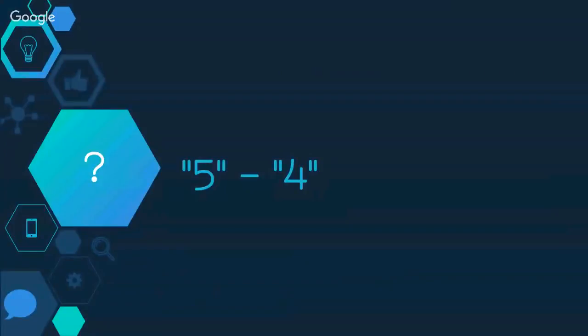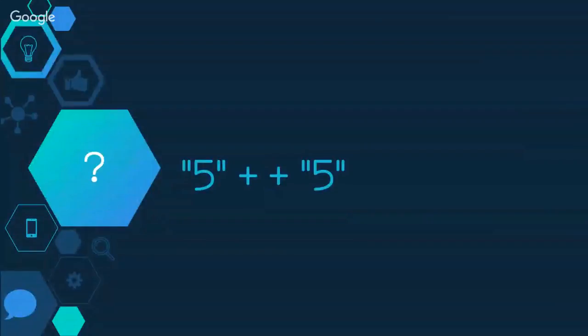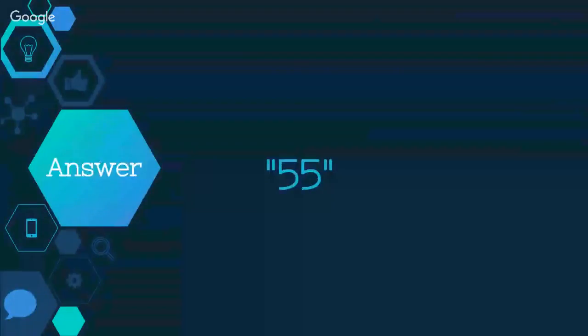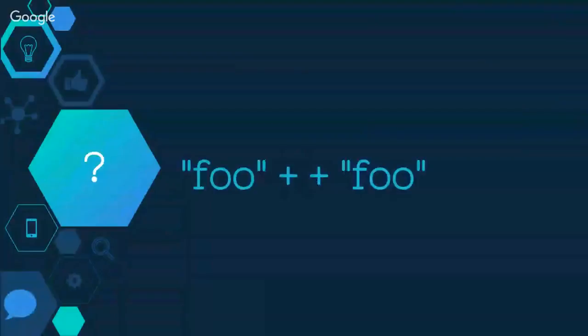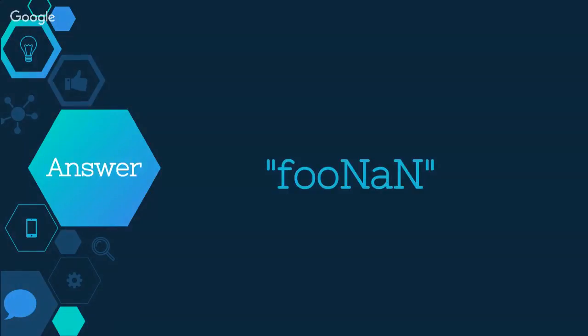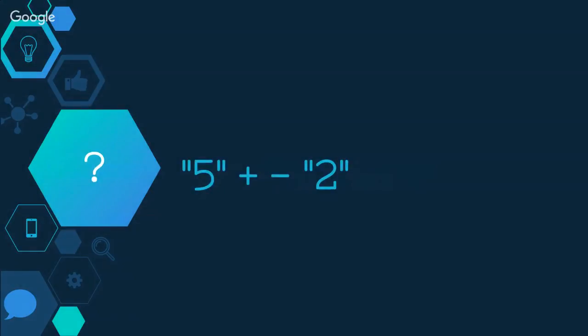We just have 2 strings. Can we do math on strings in JavaScript? Okay. This is where it starts to get weird. Right? What about foo plus plus foo? Just concatenating 2 strings, right? Piece of cake. Should be foo foo, right? No. 5 plus minus 2.